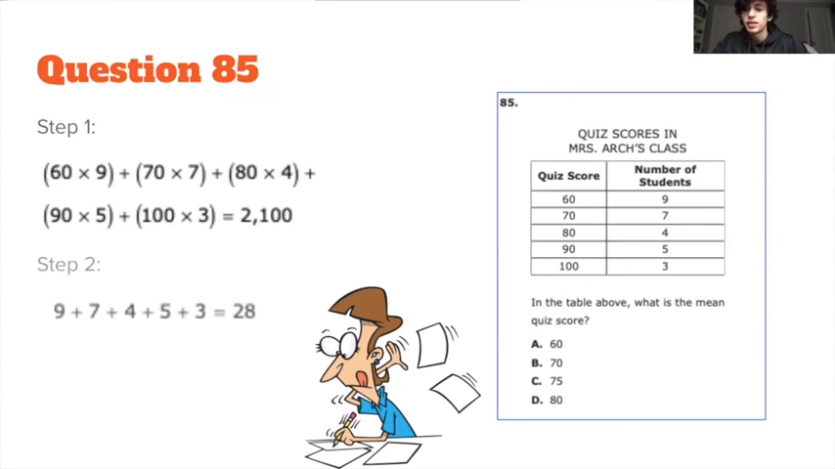Now let's add up the number of students who took the quiz. We get 28 students. Finally, let's divide 2,100 by 28 to find the mean or average score on the quiz. We get 75, or answer choice C.